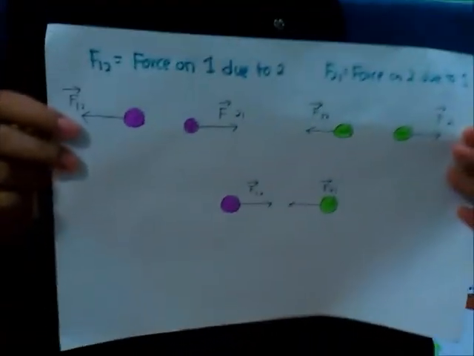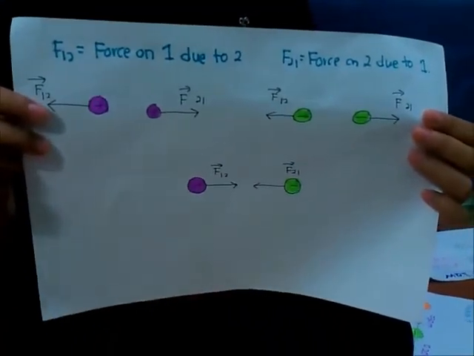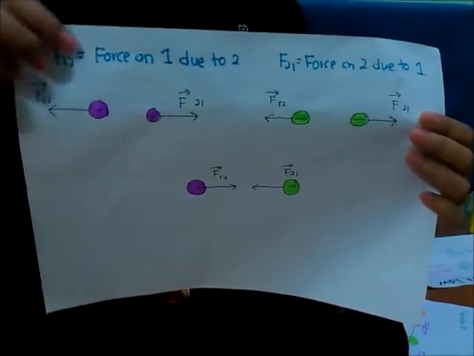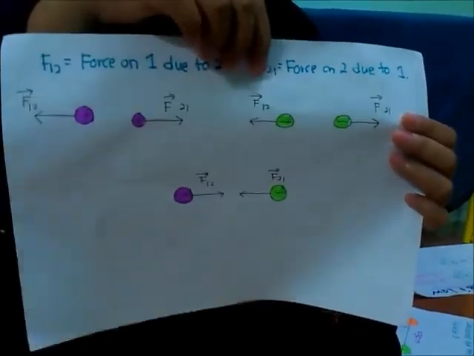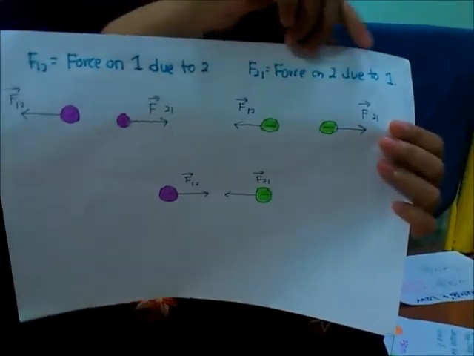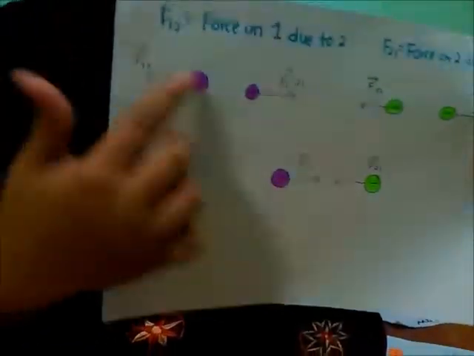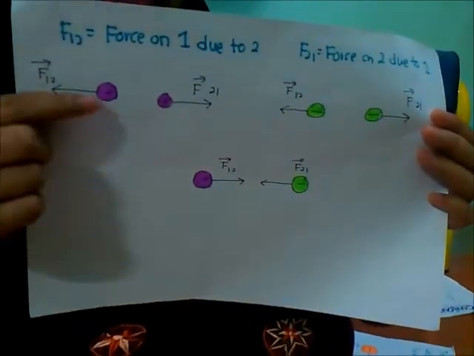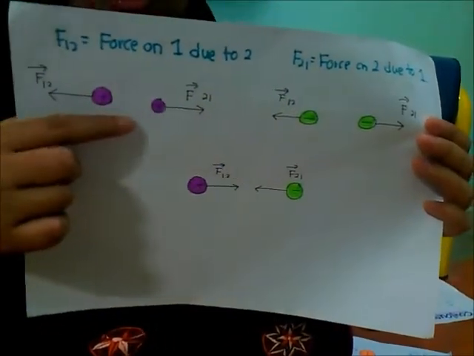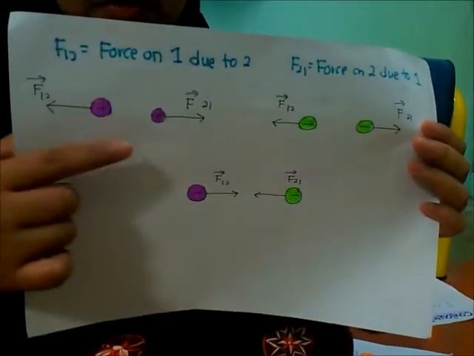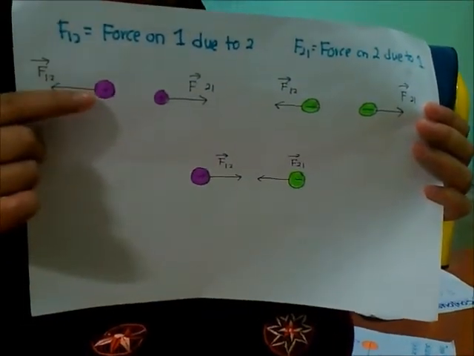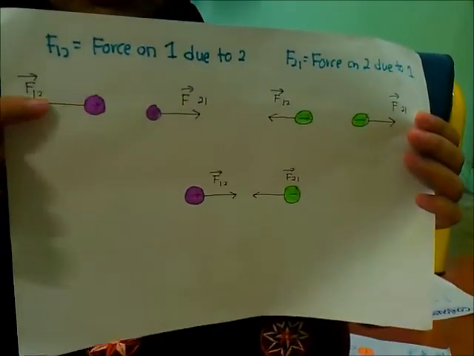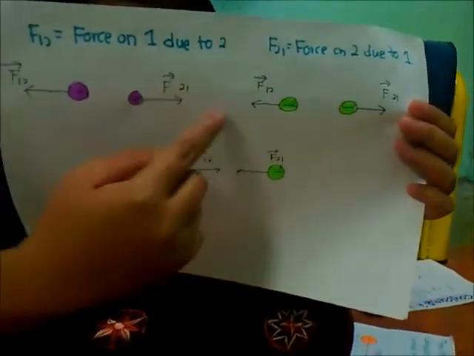Let me explain deeper about the direction of the force. F12 is the force on 1 due to 2. F21 is the force on 2 due to 1. Let's look at this first part. We have two positive charges facing each other. These two charges are of the same sign, positive and positive. Hence, the electrostatic force will be pointed away from each other, meaning this will be going this way and this will be going this way.